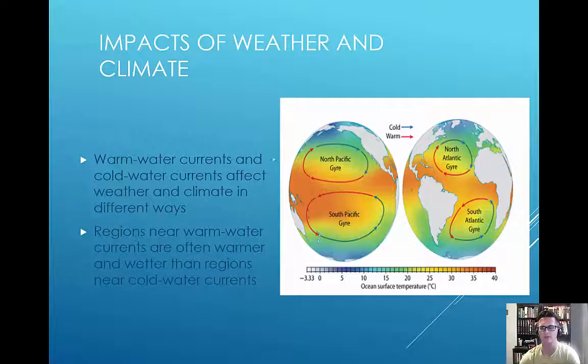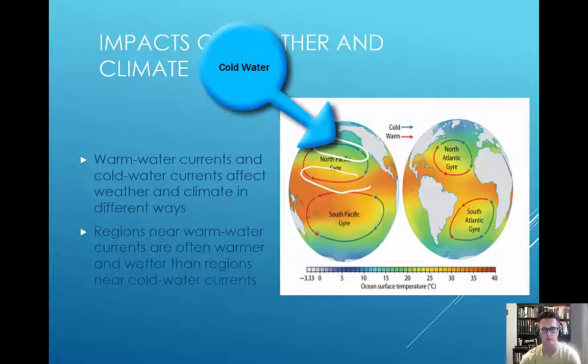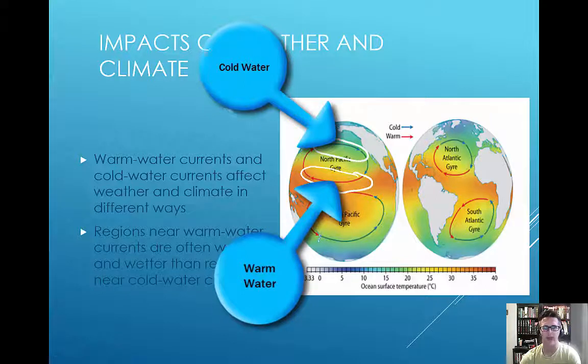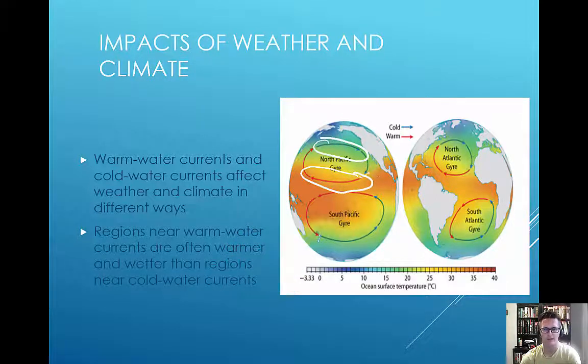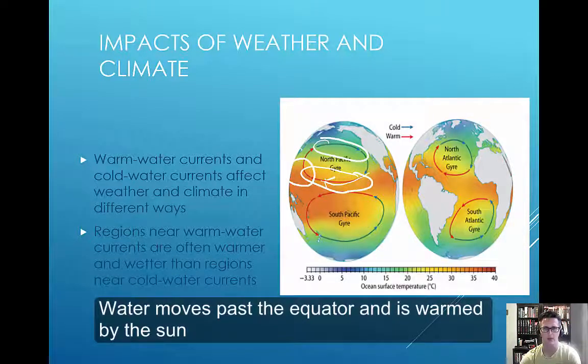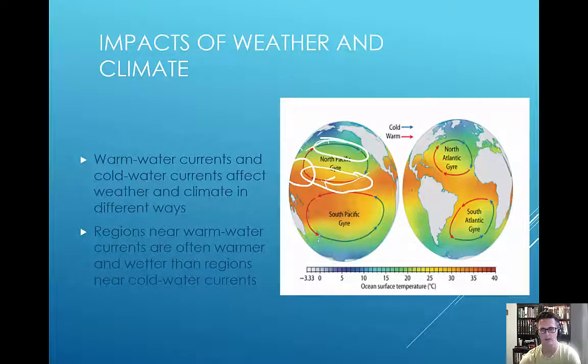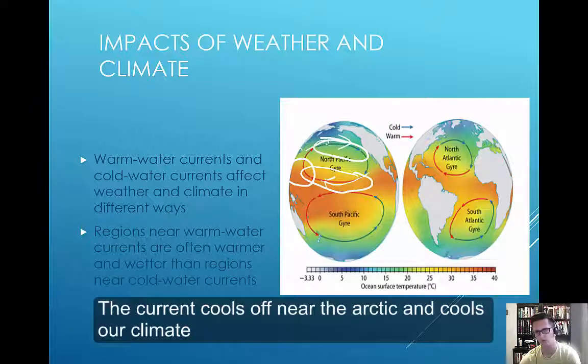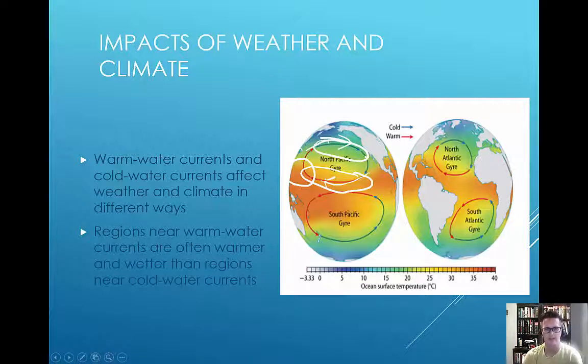I've spoken kind of vaguely about what an ocean current is, but if we look at our diagram here, there are four major ocean currents. The blue arrows, right here, represent cold water, and the red ones represent warm water. As water moves past the equator, the sun warms it up, and then it travels around and causes the climate in this area to become warmer. As it travels around, it reaches us in North America, where it becomes cool, and it cools our climate down. Each of these currents causes that.